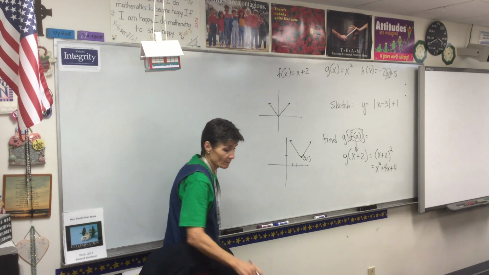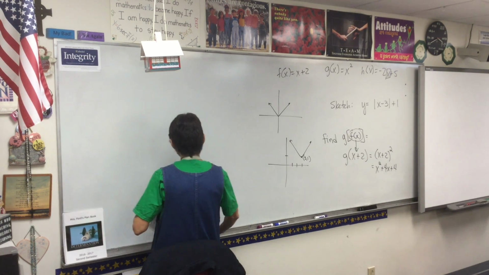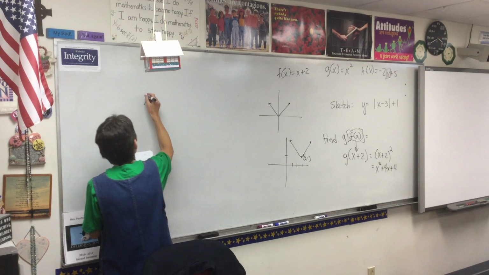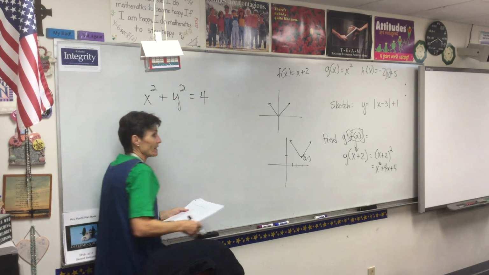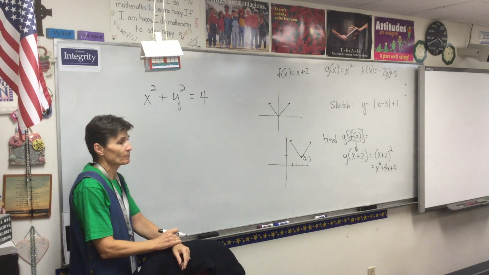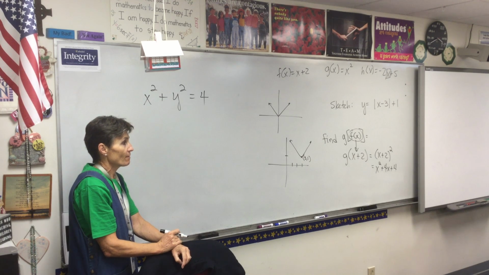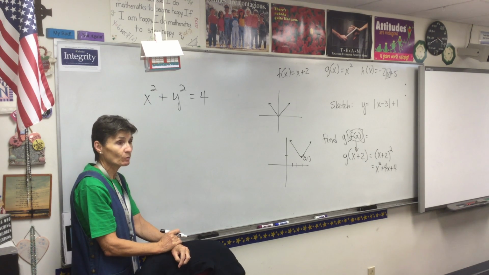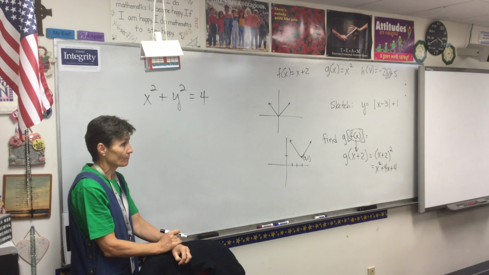So we have one more thing. Let's talk about implicit functions. I want you to think about, well, first of all, you may know what shape that is. You should know. It was in our last chapter, chapter P. What shape is that? That's a circle. When you have x squared and y squared added together, you have a circle.